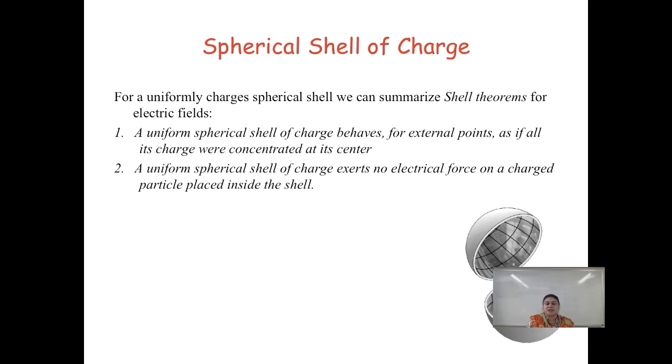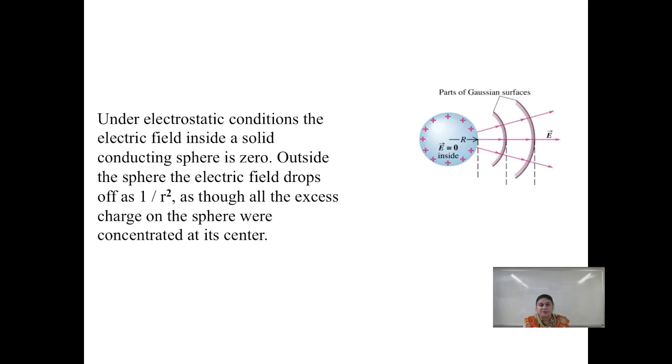So, a spherical shell of charge. For a uniformly charged sphere, we can summarize shell theorems for electrical fields. We don't need to worry about those here, but under electrostatic conditions, the electrical field inside a solid conducting sphere is always 0. Remember that. Outside the sphere, the electrical field drops off as 1 over r squared, as though all of the excess charge on the sphere was concentrated at its center. Very similar to a point charge, like this. If you remember the picture in Coulomb's law, it looks like this exact same picture.